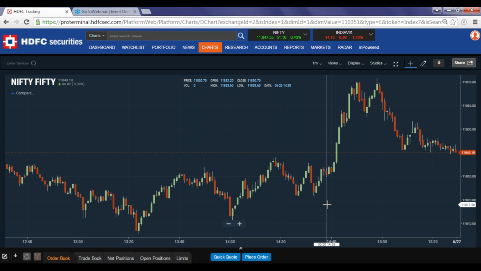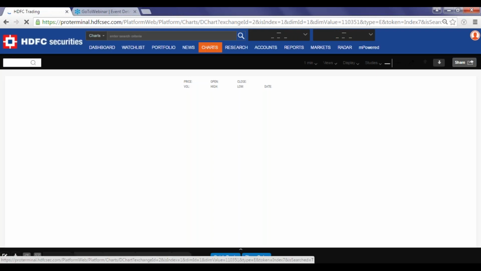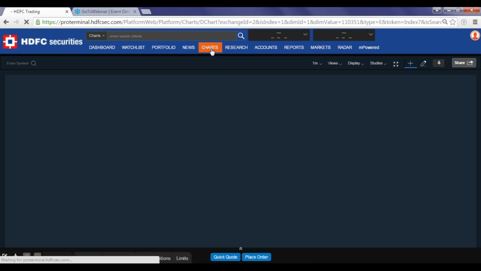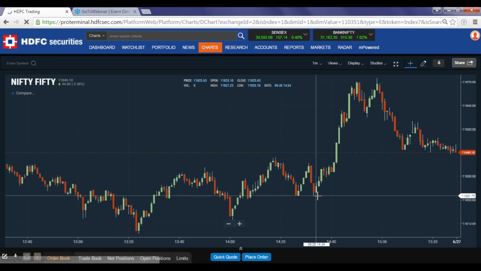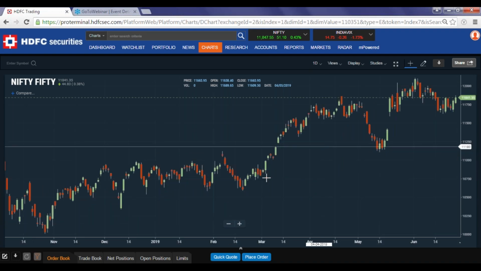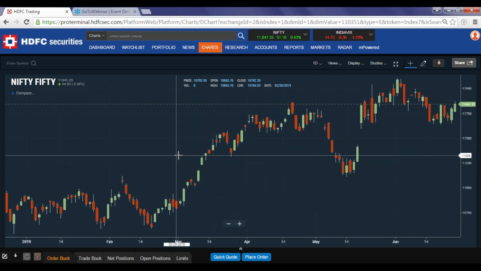Now the moment we come to the chart option over here, you click on the charts. Once you've logged in, you go to the pro terminal. Here are your charts. By default, you're coming to the 1 minute chart, right? You can plot any days or any time interval that you're comfortable with. Just for hypothetically, we'll consider a 1 minute chart. By default, you will come as a Nifty 50 chart.